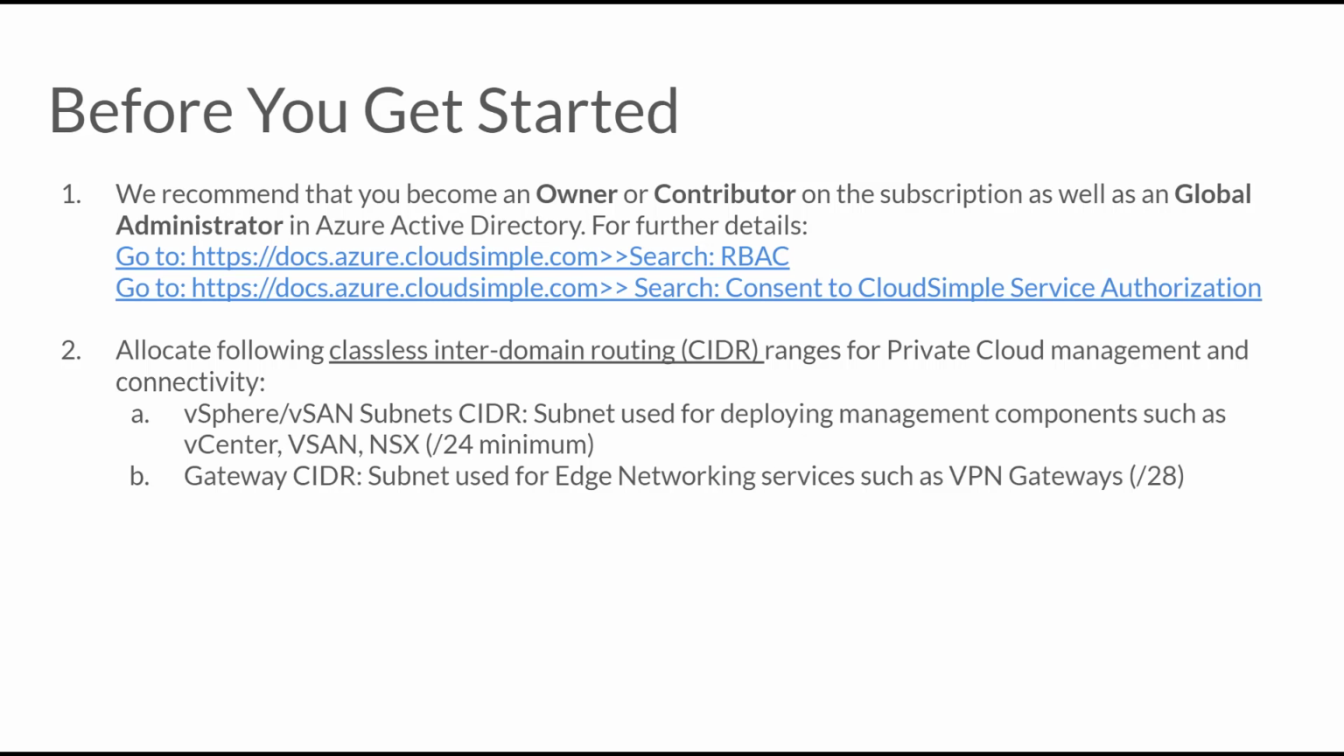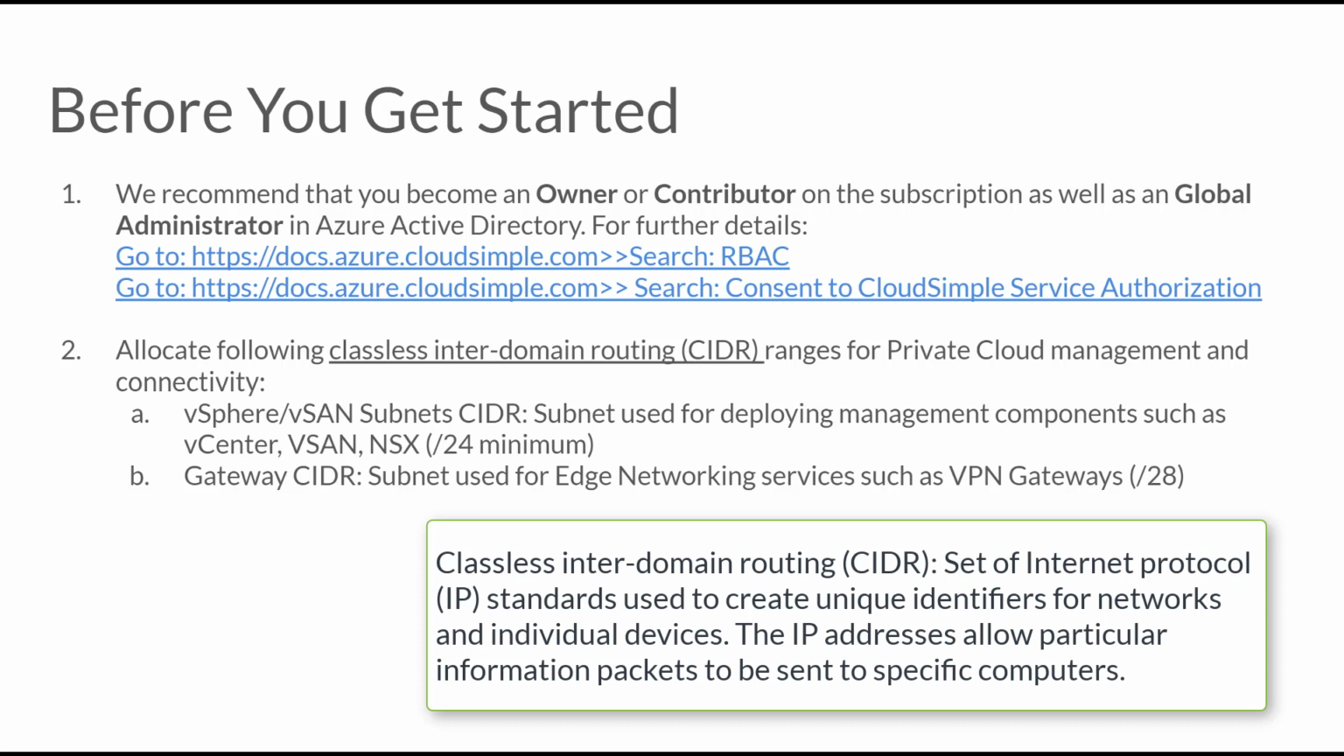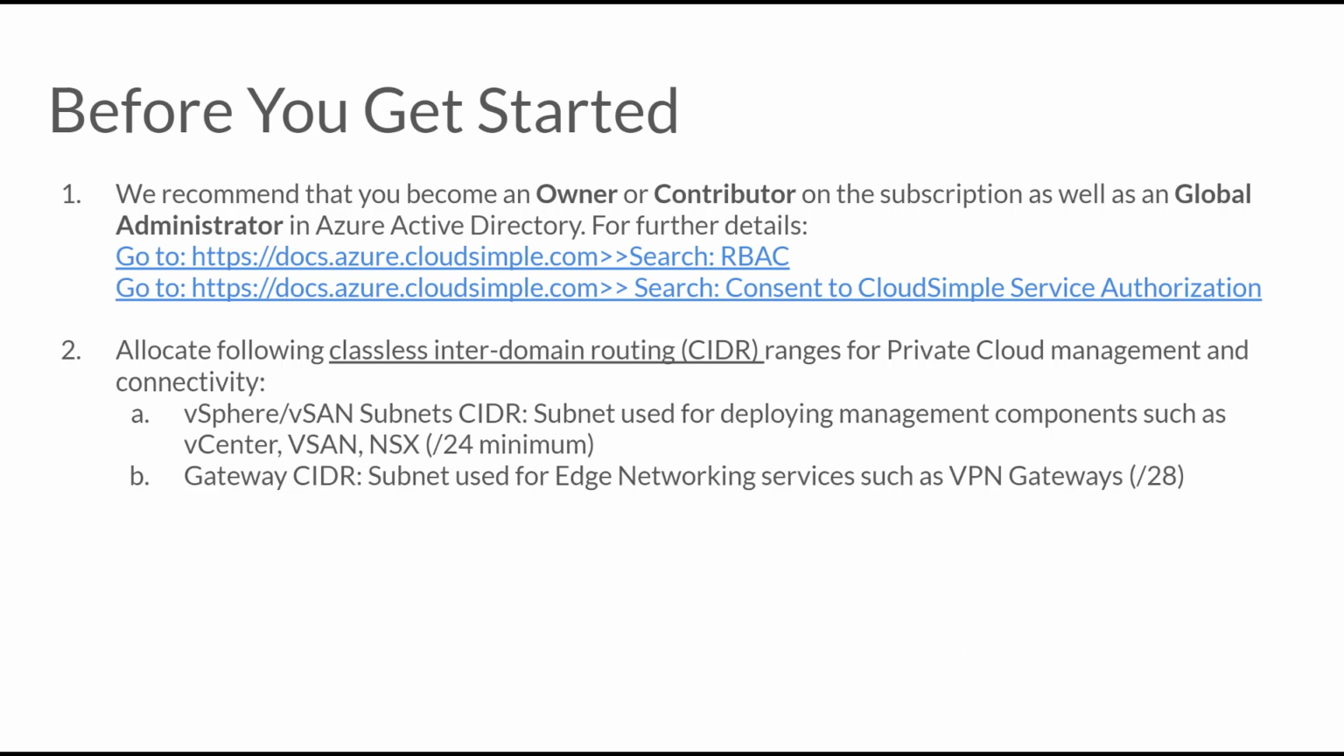Second, you want to make sure that your network infrastructure is ready to access the service. Towards that, allocate the following classless interdomain routing or CIDR ranges for private cloud management and connectivity. vSphere vSAN subnet CIDR is used for deploying management components such as vCenter, vSAN, NSX with a minimum /24. Gateway CIDR is used for edge networking services such as VPN gateways with minimum /28.